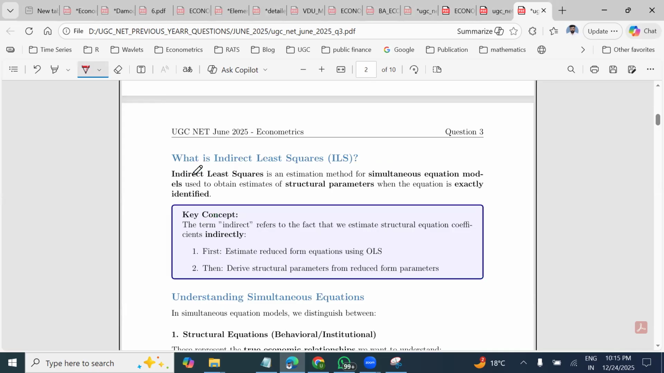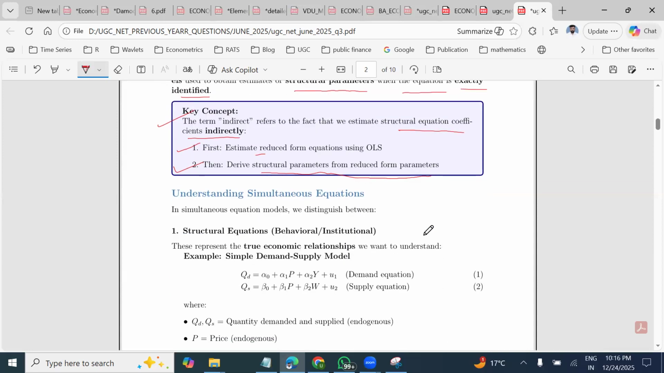So what is indirect least square? Indirect least square is an estimation method for simultaneous equation models used to obtain the estimates of the structural parameters when the equation is exactly identified. Now we have to know what we mean by exactly identified. First, the term indirect refers to the fact that we estimate the structural equation coefficients indirectly. So what you will be doing? You will first estimate the reduced form equation using OLS, then derive the structural parameters from the reduced form parameters. Now there are so many things, so we will start one by one.